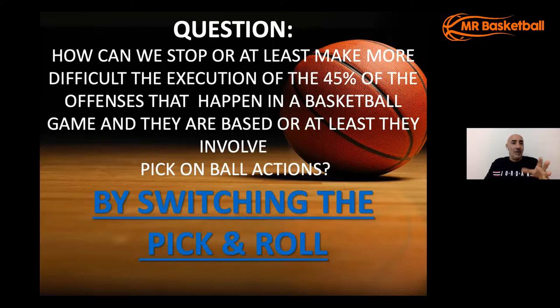So what the teams ask themselves when they prepare is how we can stop, or at least make more difficult, the execution of the 45% of offenses that happen in a basketball game, and that are based on or at least involve pick and roll action. What can we do to make this 45% of the points scored in a basketball game harder for the offense to score? What we have to do is switch the pick and roll.